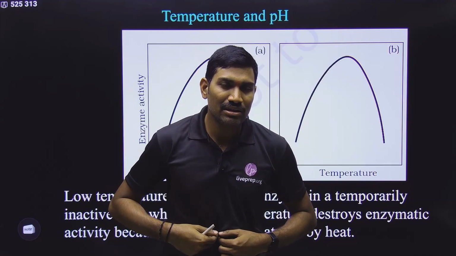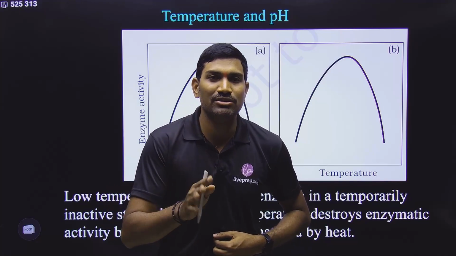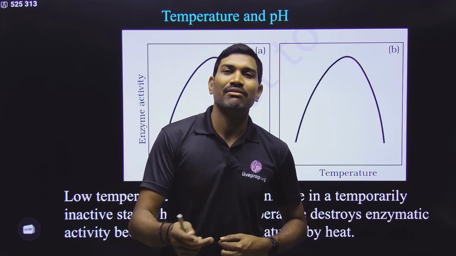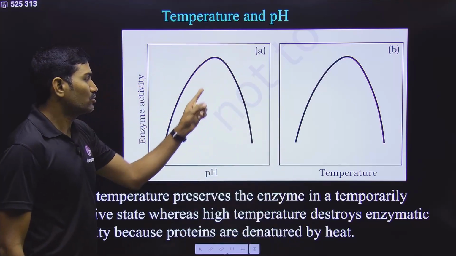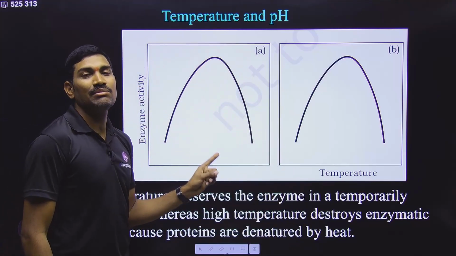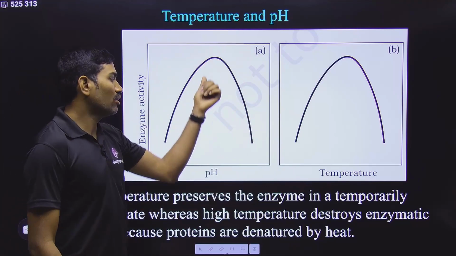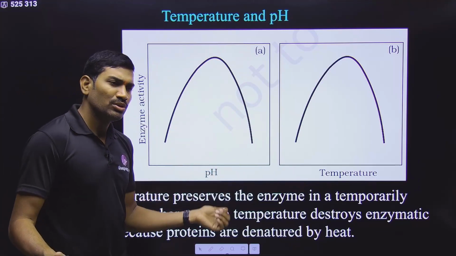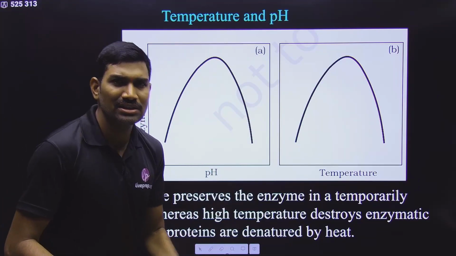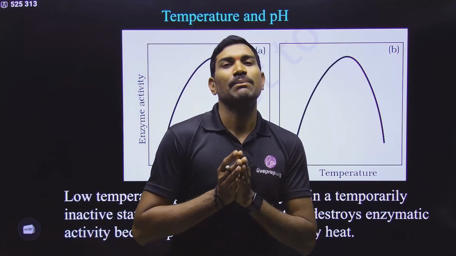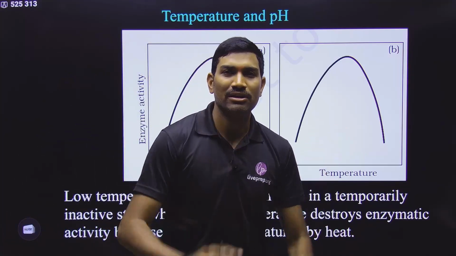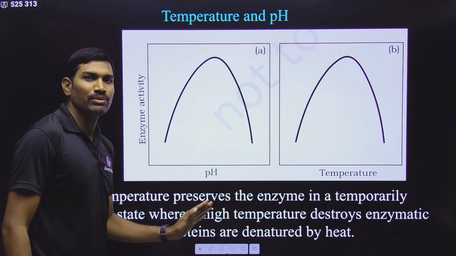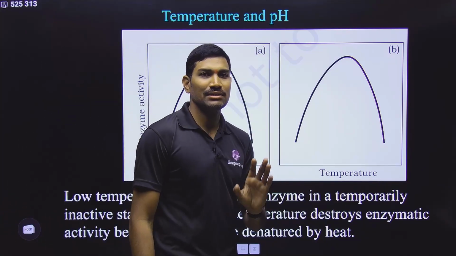Is it active at that pH value? No. So for every enzyme there is a specific pH that is required. The pH where the enzyme has maximum activity is called the optimum pH. In this way, enzymes present at different locations are active at different pH values. That's why they are called optimum pH values for those particular enzymes. This is the concept of pH and the effect of pH on enzyme activity.